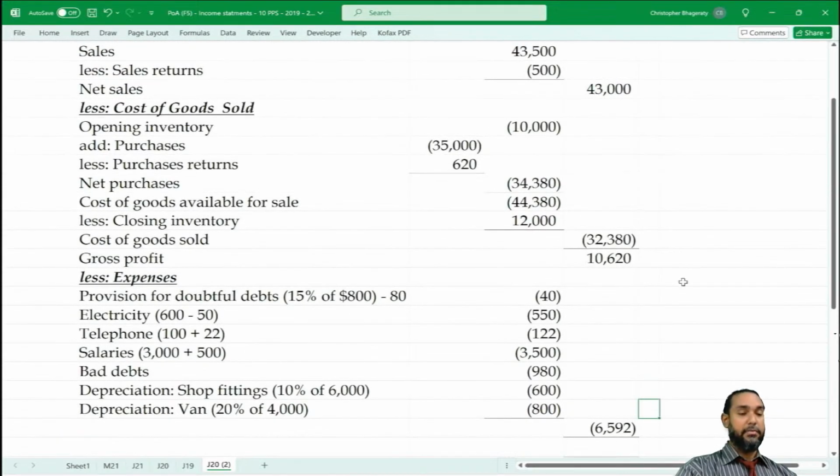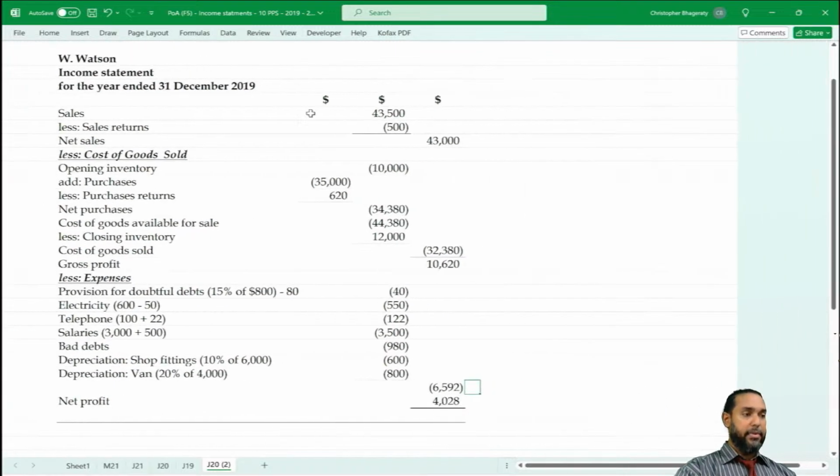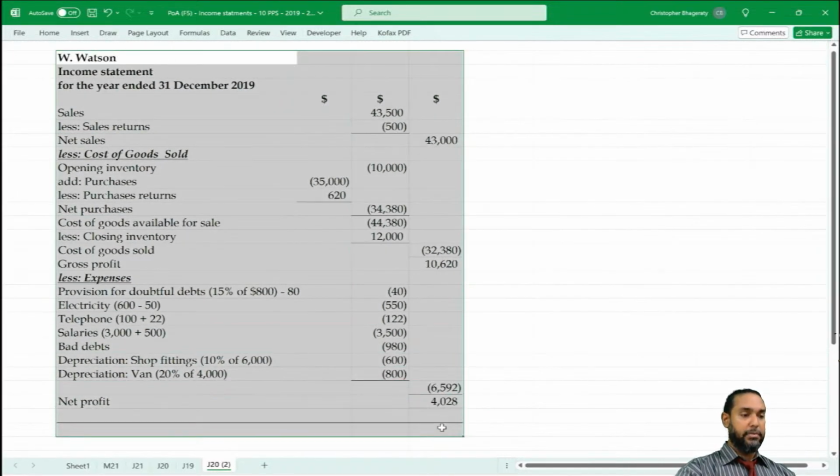Huh? Yeah, go ahead. All right, for the outside. Okay, well, that's the income statement then. You want to print out before you go? All right, cool.